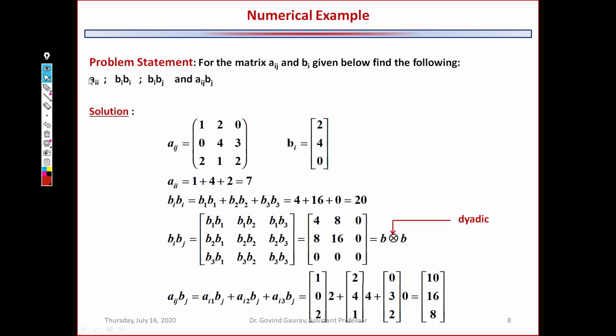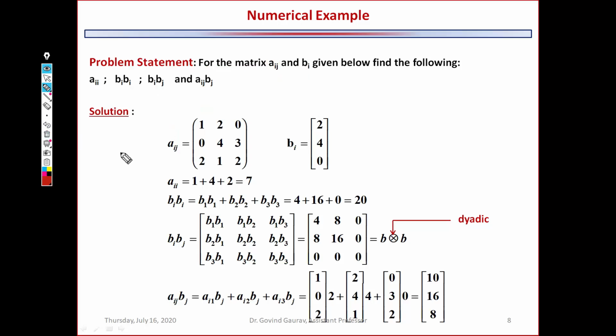Now we will illustrate what we have studied till now with a numerical example. The problem statement is that the matrix A subscript ij is given by a 3 by 3 matrix, and the second matrix B subscript i is given by this matrix. So two matrices are given to us and we are required to find the following: A subscript ii, B subscript i B subscript i, B subscript i B subscript j, and A subscript ij multiplied by B subscript i.